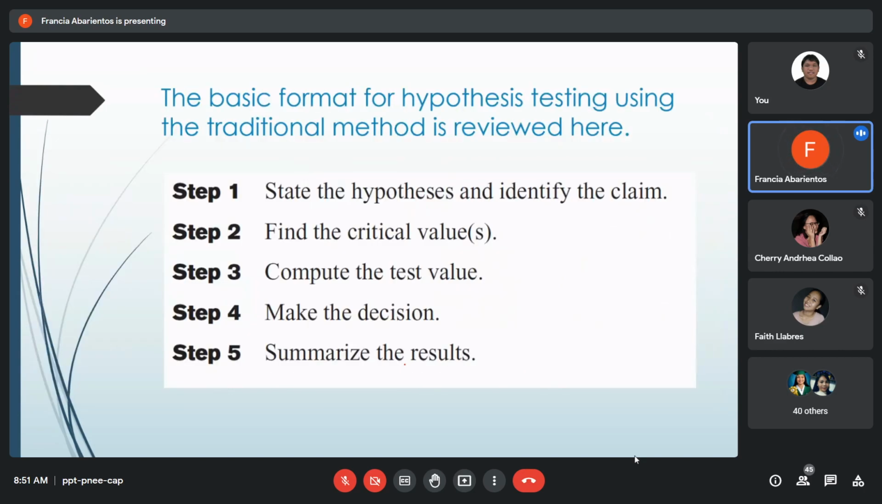And so this is now the basic format for hypothesis testing. So we will use the traditional method. Okay. So first one, you need to state the hypothesis. What is your claim? You need to identify your claim.